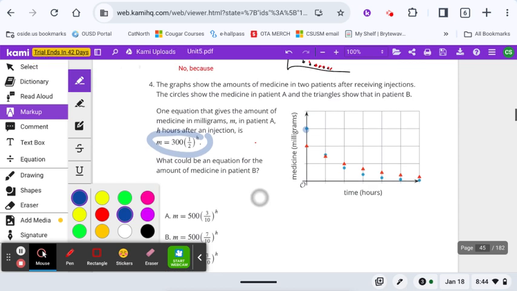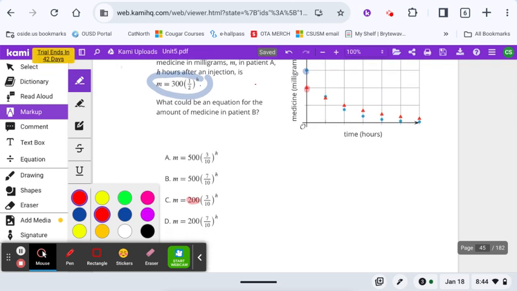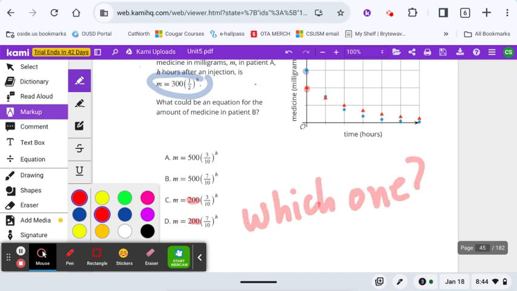What could the equation for the amount of medicine for patient be? So if the blue one was starting at 300, then the red one is starting at, you got it, 200. So it's got to be one of these. Does that one look like it's going down to a remaining 7/10 or remaining 3/10 of itself? So you're choosing between C and D to get that answer. What do you think? And then we'll go over the answers in class.